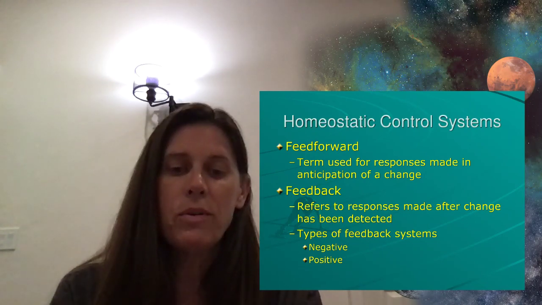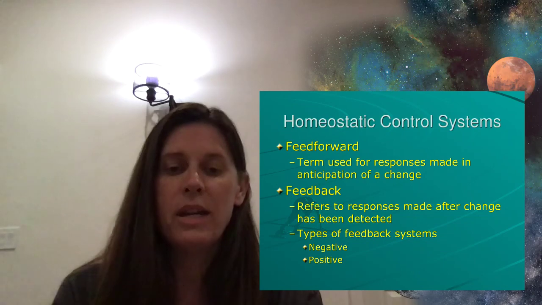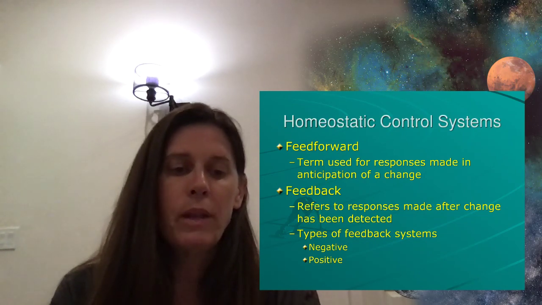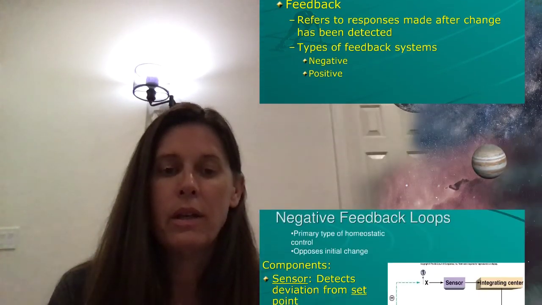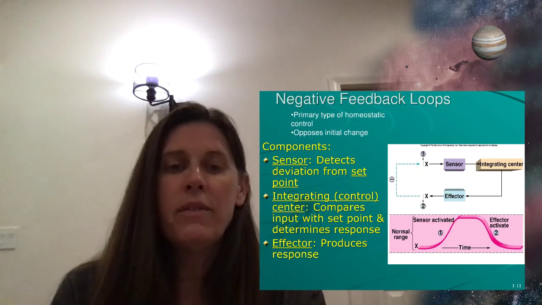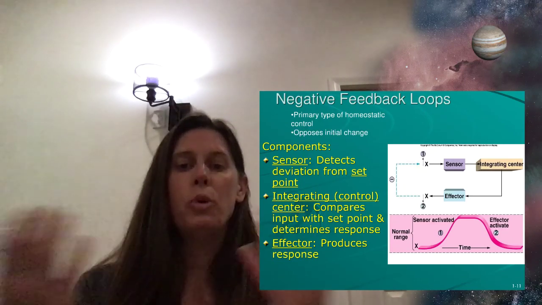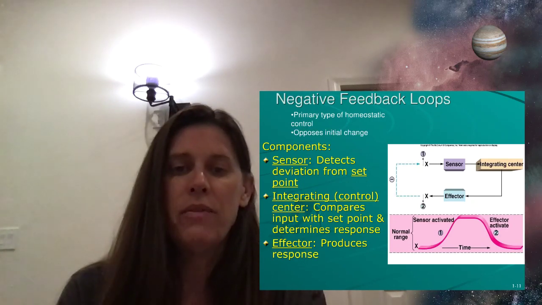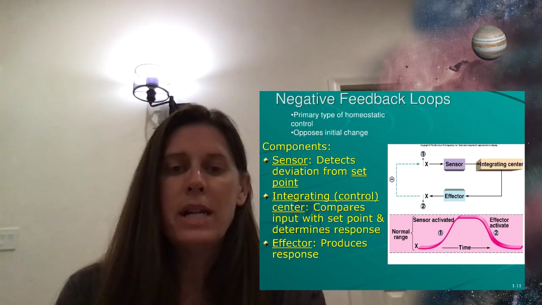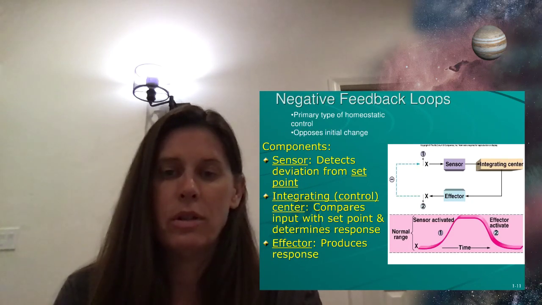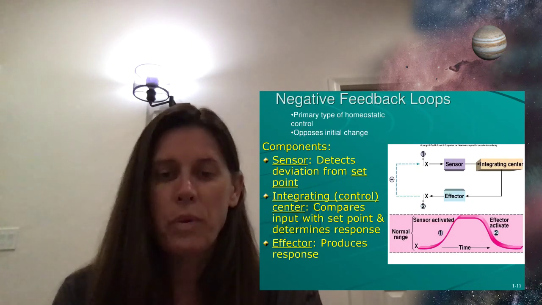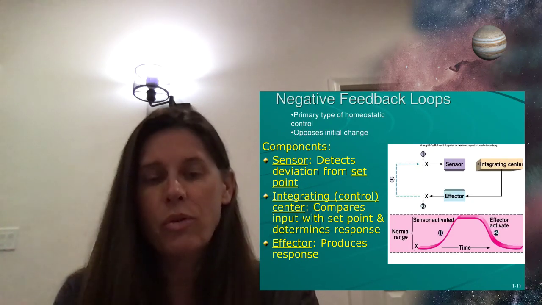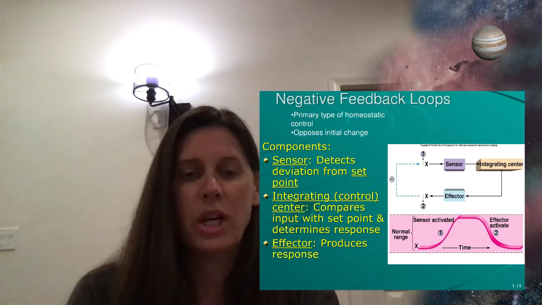Okay, so let me give you some more examples of negative and positive feedback. Okay, and how they work. So negative feedback occurs in a loop. Okay, again, and I put that right underneath negative feedback. It's the primary type of homeostatic control. Okay, and the reason is because it opposes or reverses the initial change.